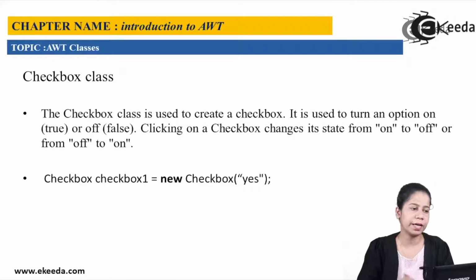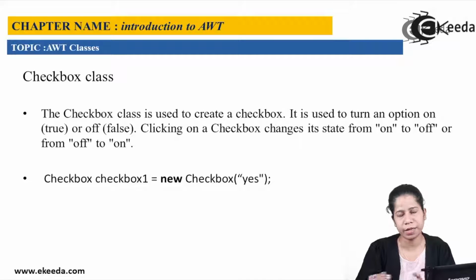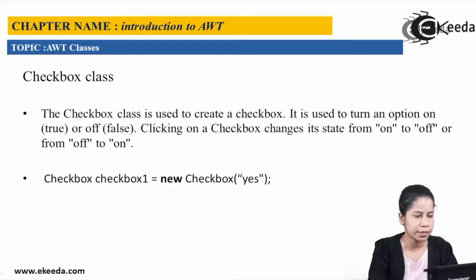So the checkbox class, as I discussed with you already, is used whenever we have multiple options and I can select one or more options out of them. So the checkbox class is used to create a checkbox, and it is used to turn an option on or off, true or false. Clicking the checkbox changes its state from on to off or off to on.